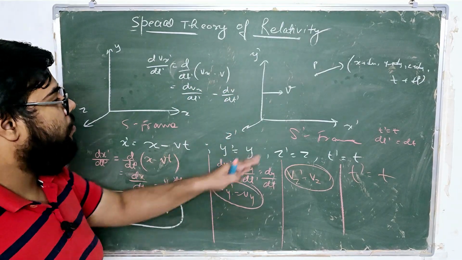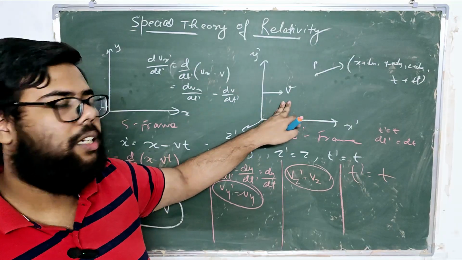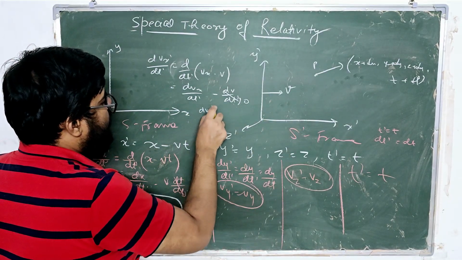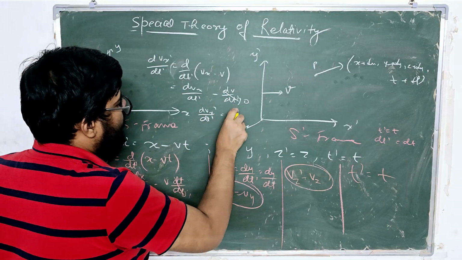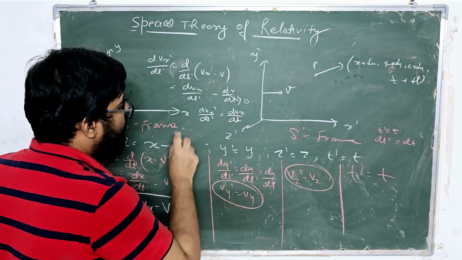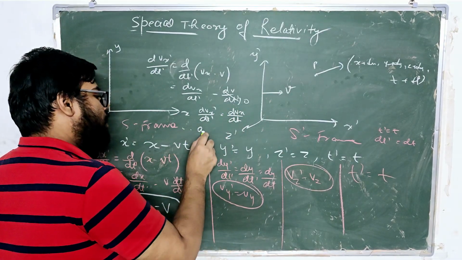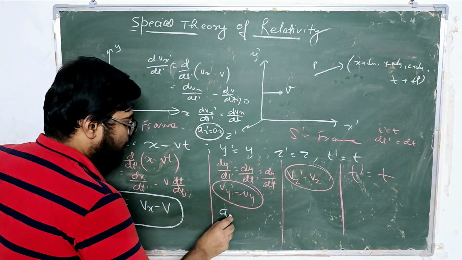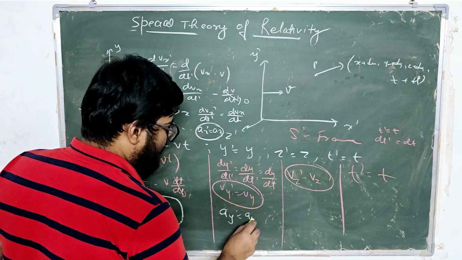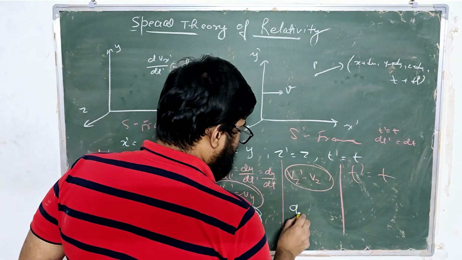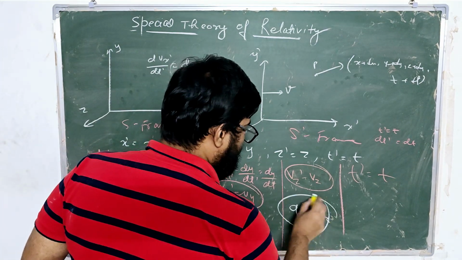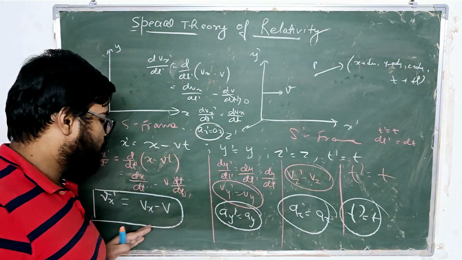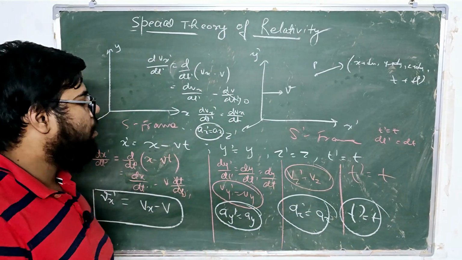Now since it's moving at a constant velocity, this term will be 0. So we will have dvx'/dt' equal to dvx/dt. Hence we will have ax' equal to ax, and similarly ay' equal to ay, and az' equal to az. Again t' is equal to t. So this is the velocity transformation, and this is the acceleration transformation.